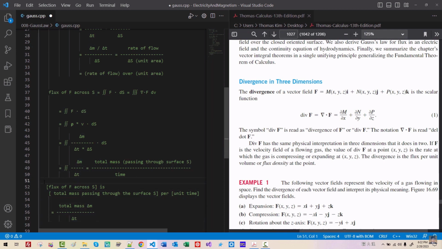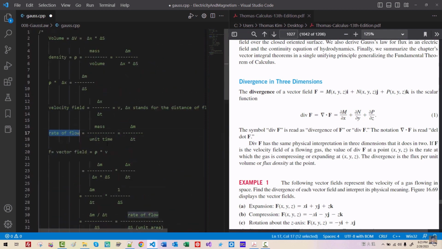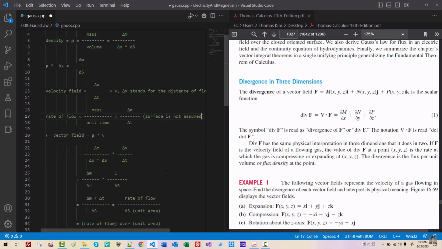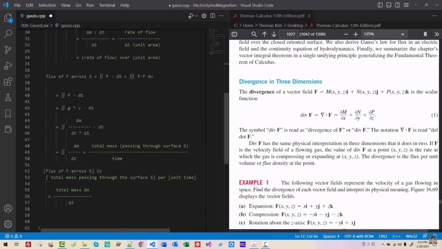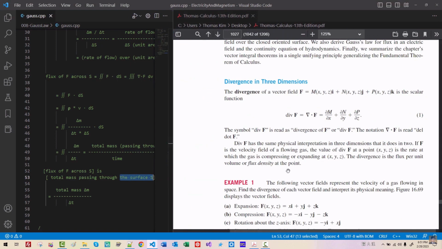Please compare flux of F across S with the rate of flow. In case of rate of flow, the surface is not assumed. In case of flux of F across S, the surface is assumed. That is the difference. Now I will read this part once again.